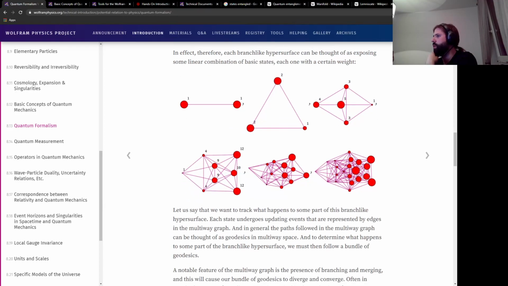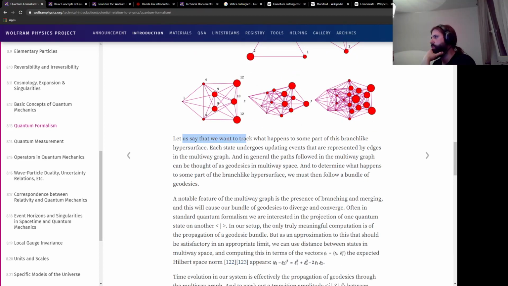Exactly. So let us say that we want to track what happens to some part of these branches. And I guess these correlations are also what you then see in the density matrix, right? Probably that's the case. Because that's the idea, I think, of the off-diagonal elements of the density matrix. They represent the correlations between states. So that's not such a stupid idea. It's really cool, actually.